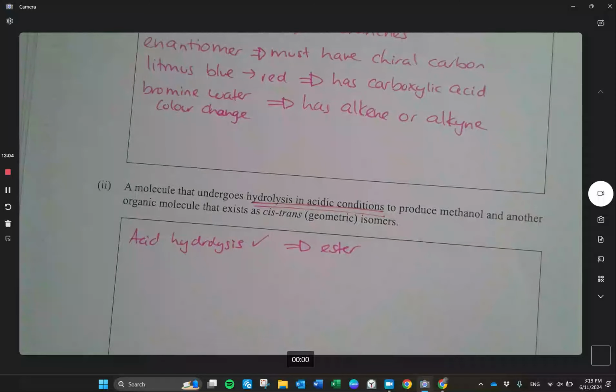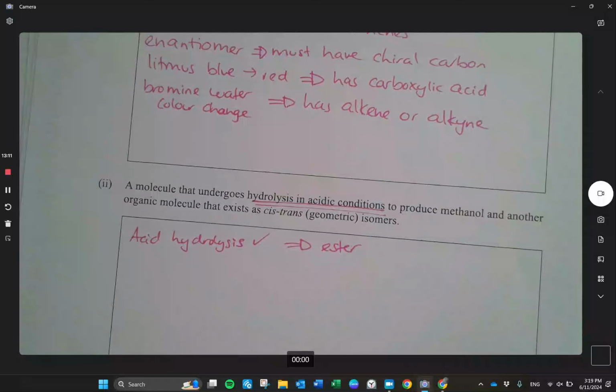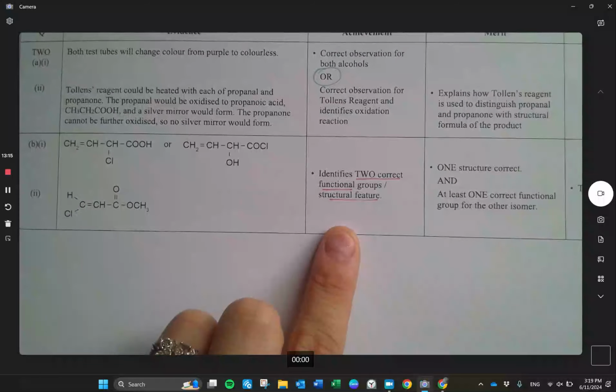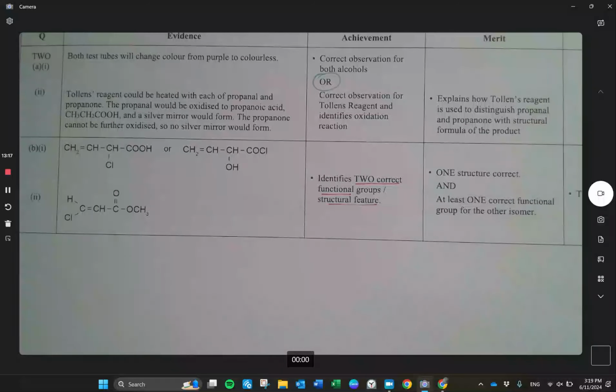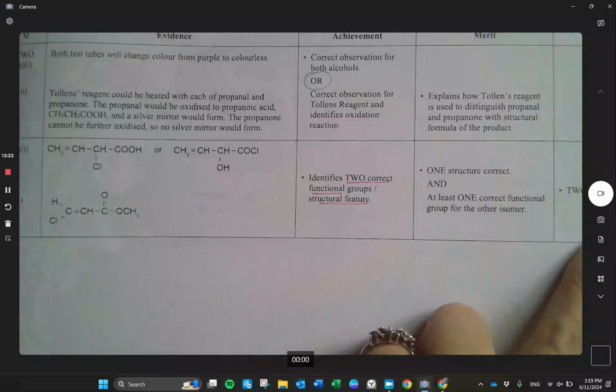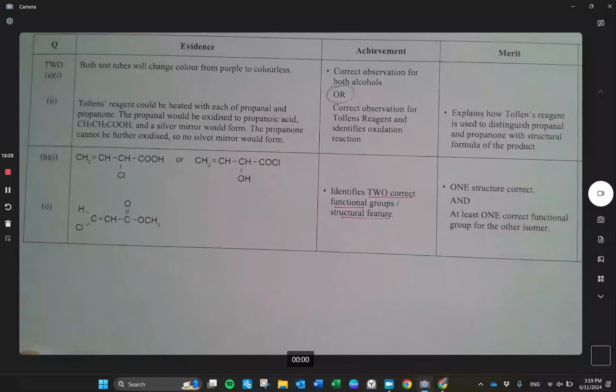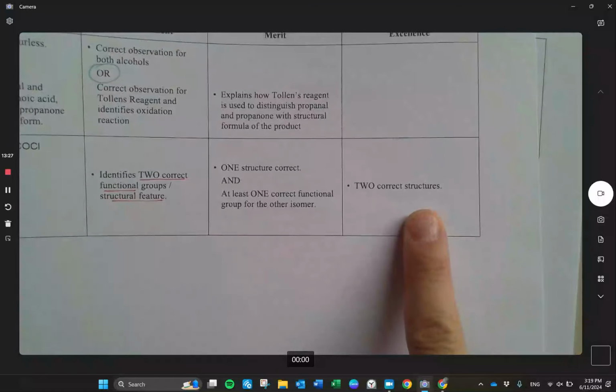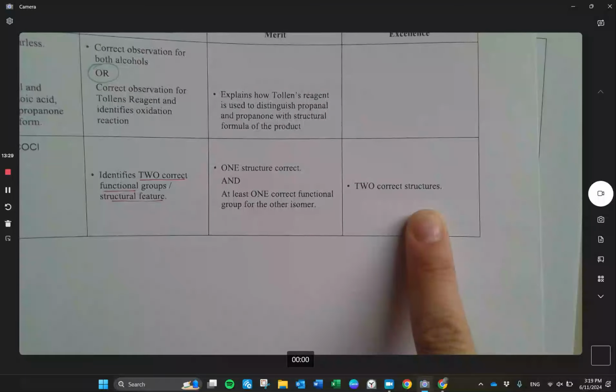And like I said, 2 features. You had 5 features you could have commented on. You don't have to worry about knowing how to figure out what these molecules are. That's the merit, that's the excellence. We see in the excellence, it is 2 correct features. It's 2 correct structures. So this is an excellence level question, but there are things you can do for the achieve, and that's what I'm trying to show you. Cool? All right. Keep going.